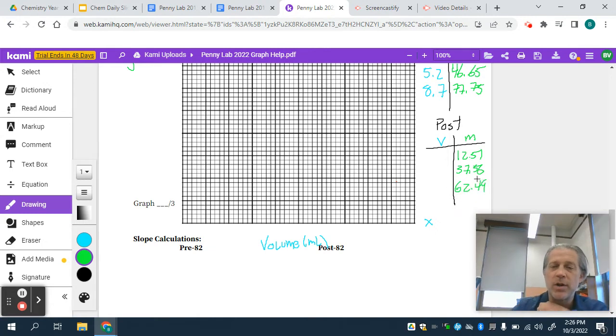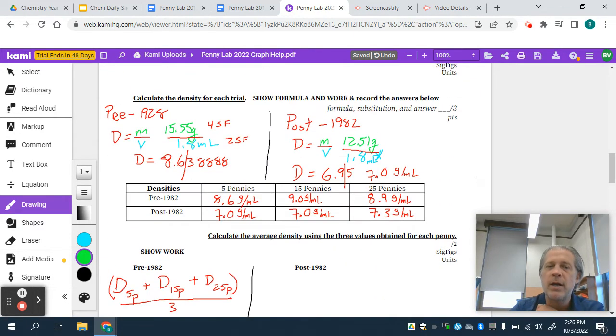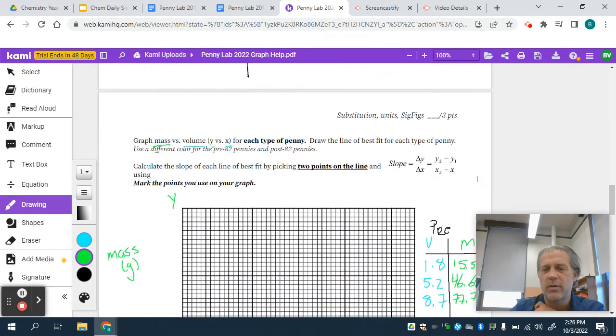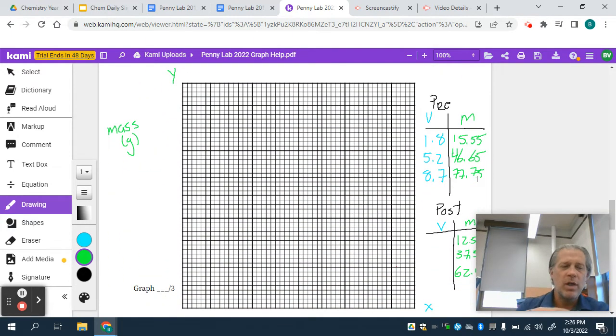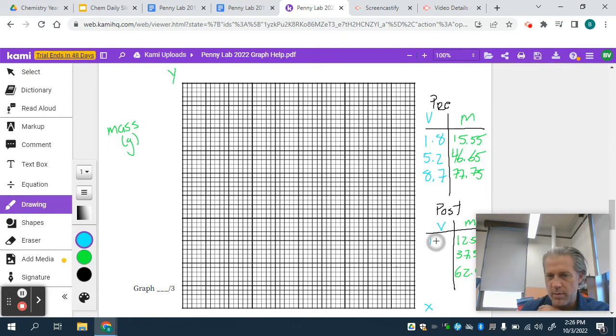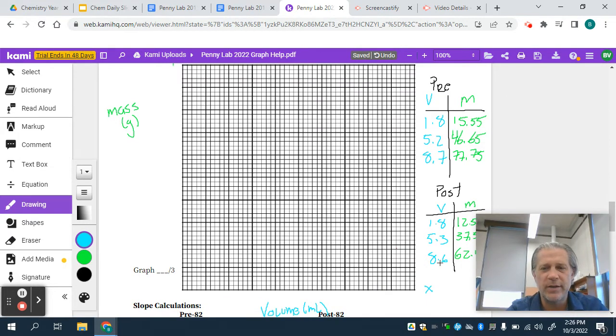And now my volumes are going to be what I calculated. I'm going to grab them from up above, which are 1.8, 5.3, and 8.6. So relatively close. So we have 1.8, 5.3, and 8.6.